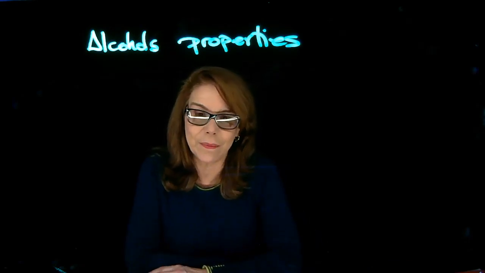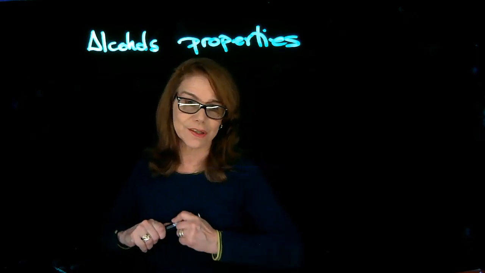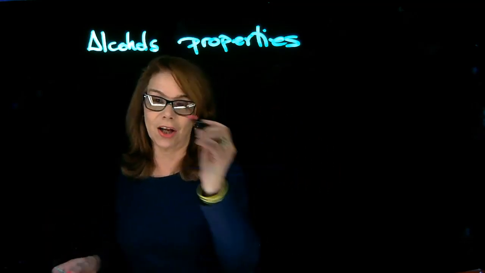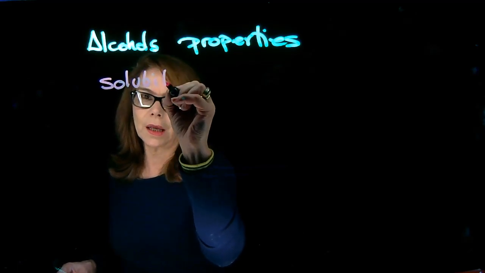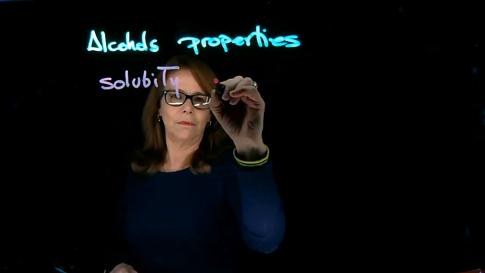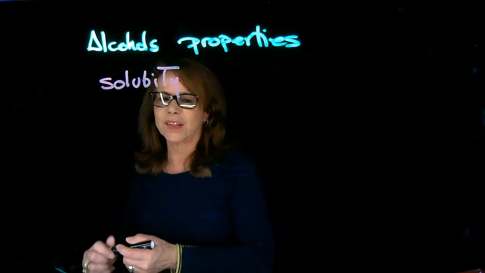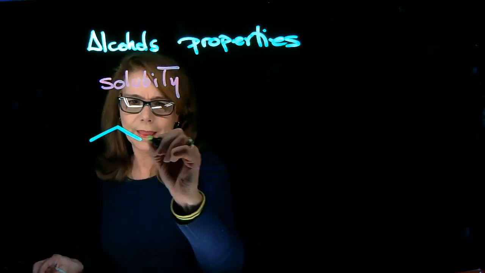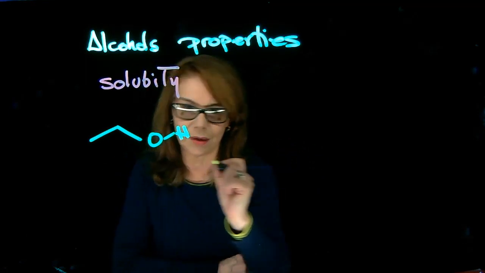We'll talk now about another property of alcohol, which is solubility. And of course, it is very dependent on the structure. So, say, solubility in water, for example. Now if you have a structure such as this, and that's just ethanol, 2 carbons.